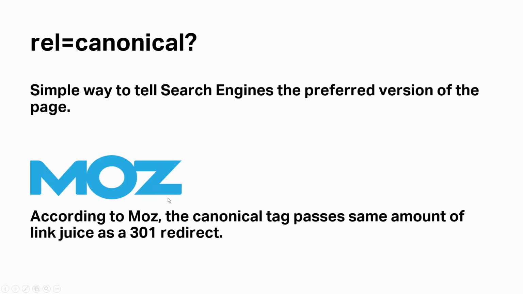So like I said, Moz brings up that the canonical tag passes about the same amount of link juice as a 301 redirect. But it's important to remember that a URL redirected or via canonical isn't as strong as a link to the destination itself. So there is a little bit of dilution that happens every time that we redirect something.